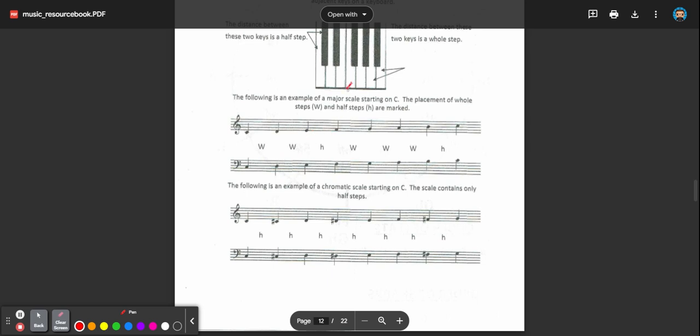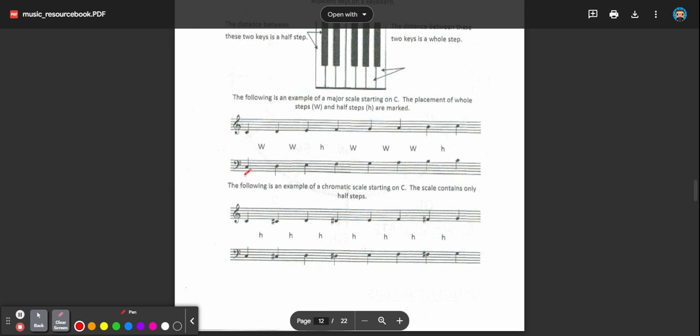But E to F, remember that's a half step. And then we have F to G is a whole step. And then we have G to A, whole step. A to B natural is a whole step. And then B to C is a half step. So it's whole step, whole step, half step, whole step, whole step, whole step, half step. Now I can do this anywhere on the piano or my instrument. If I know my whole steps and half steps really well, I can build all 12 of my major scales.